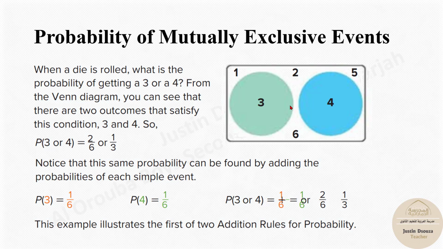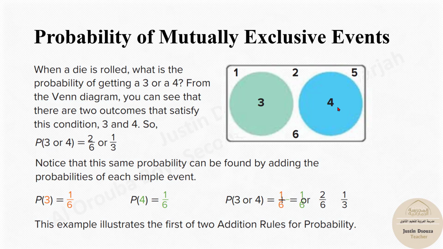When you're rolling a die, the probability of getting a 3 or a 4, the probability of getting 3 will never affect the probability of getting a 4. And we cannot get a common number. We don't have a number on the die which is 3 and 4. It's all mutually exclusive. They are separate.